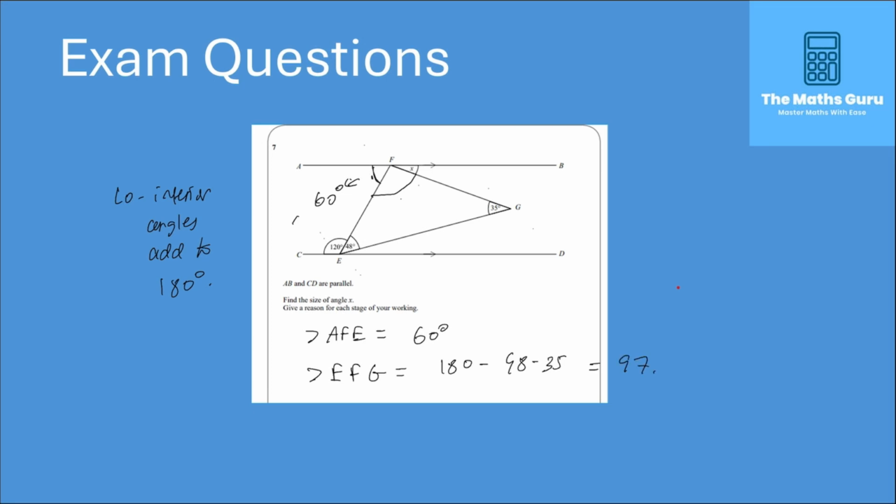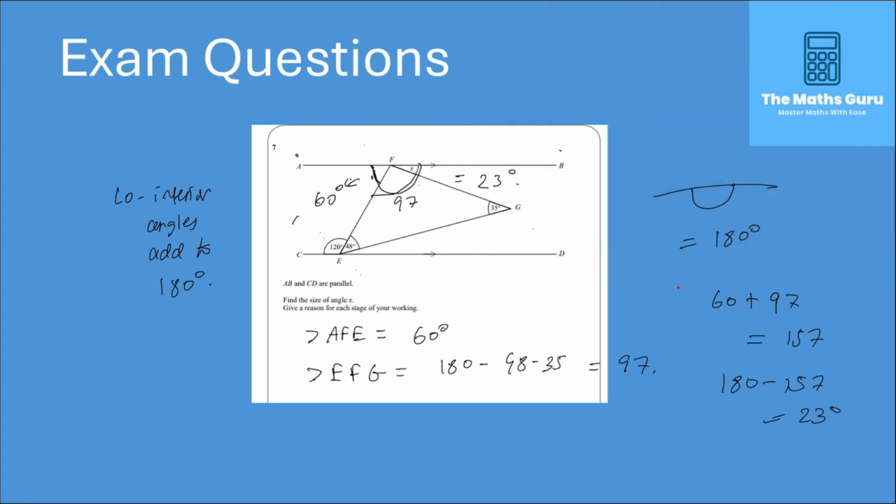Okay, now we know that this angle is 97, and then we know that angles on a straight line are going to be equal to 180 degrees. And if you can see, we have a straight line going from A to B. So we can say that 60 plus 97 is equal to 157. So 180 minus 157 is equal to 23 degrees, and hence x is equal to 23 degrees.